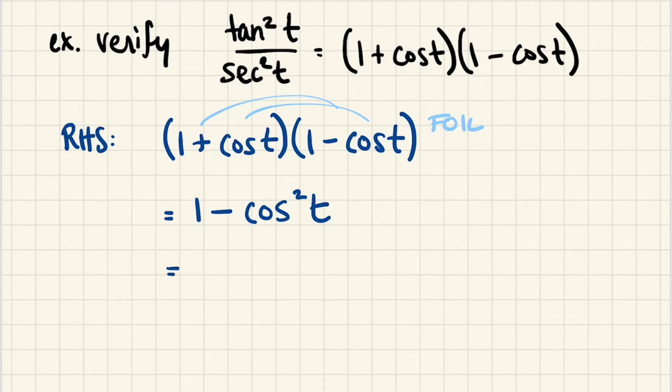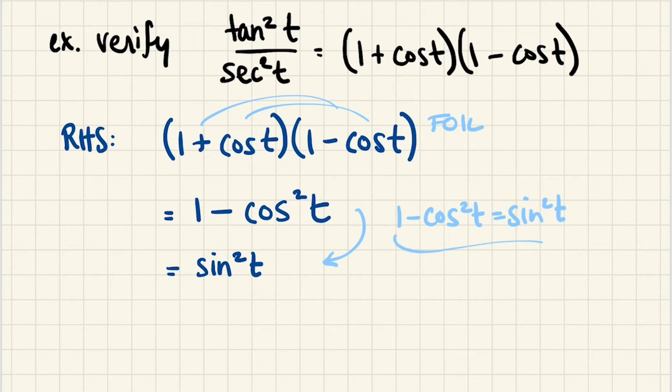All right, and hopefully you are starting to recognize the forms of the Pythagorean identities. 1 minus cosine squared is in fact sine squared. Okay, and how do we know that? That's because we know the form cosine squared plus sine squared is equal to 1. So if you just subtract cosine squared from both sides of this identity, you're going to get sine squared by itself.